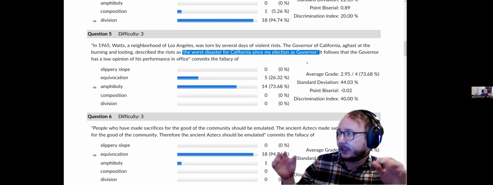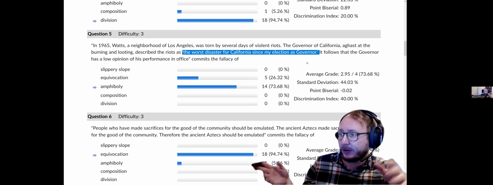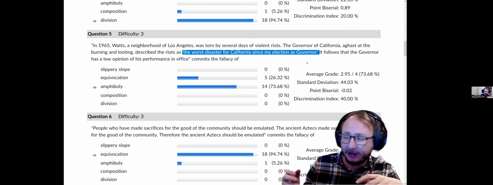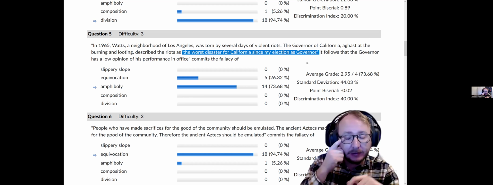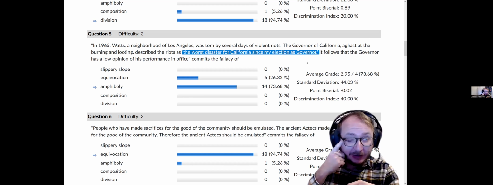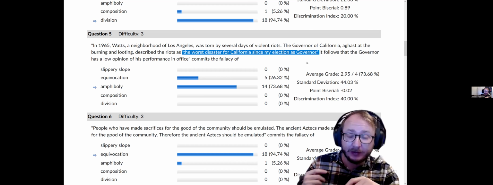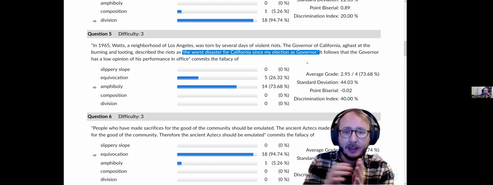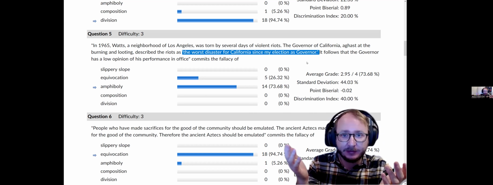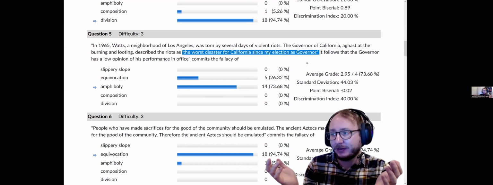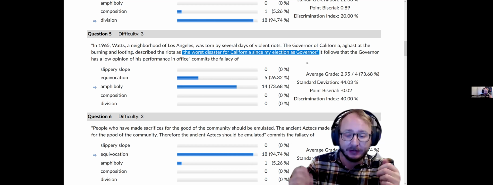The first, so when the governor says, he's aghast at the burning and looting of this neighborhood in Los Angeles, and he describes the riots as the worst disaster for California since my election as governor. Now, what the governor probably meant was that he was elected governor, and then during the entire period of his being governor, this is the worst thing that happened during that time, right? That's a pretty reasonable thing to say. It's maybe an awful event. It's the worst thing that's happened.